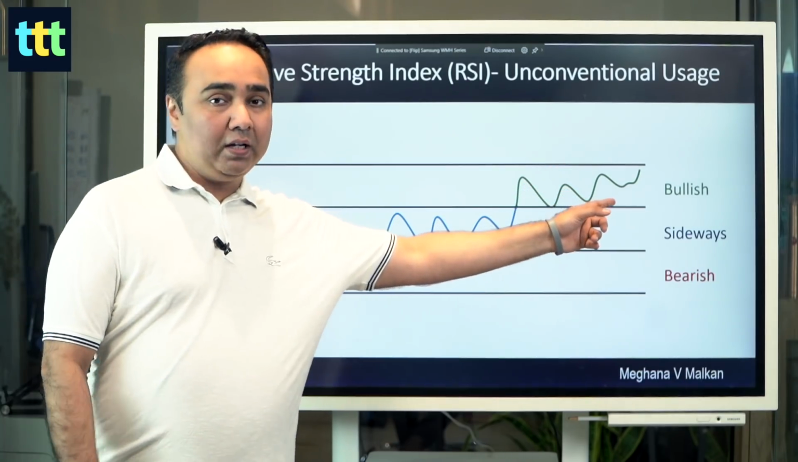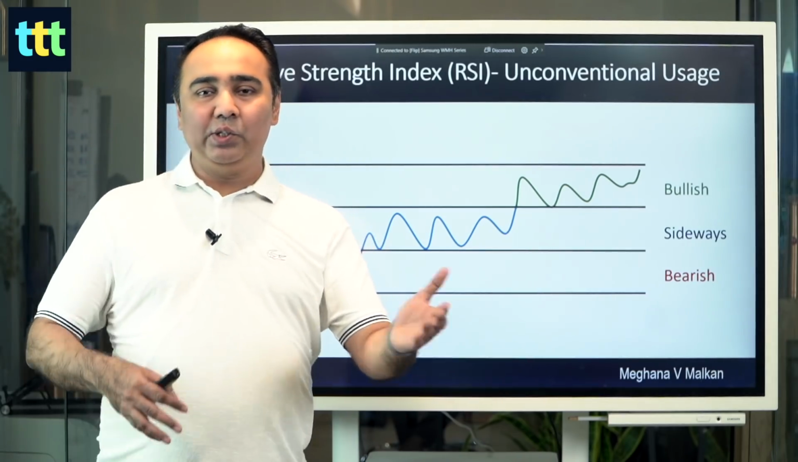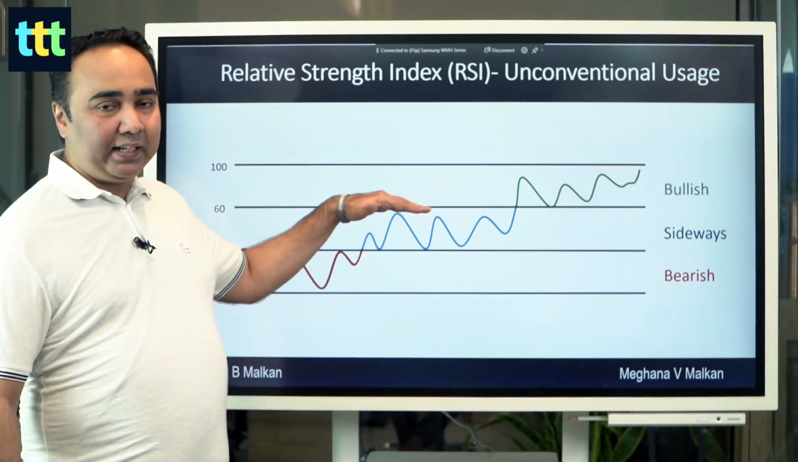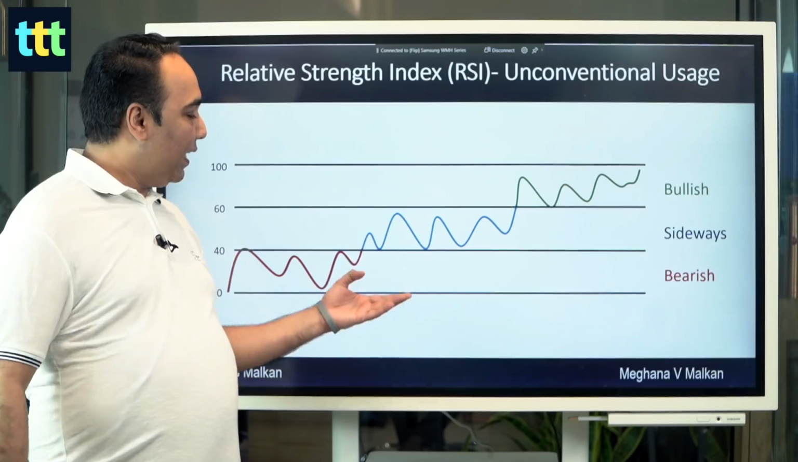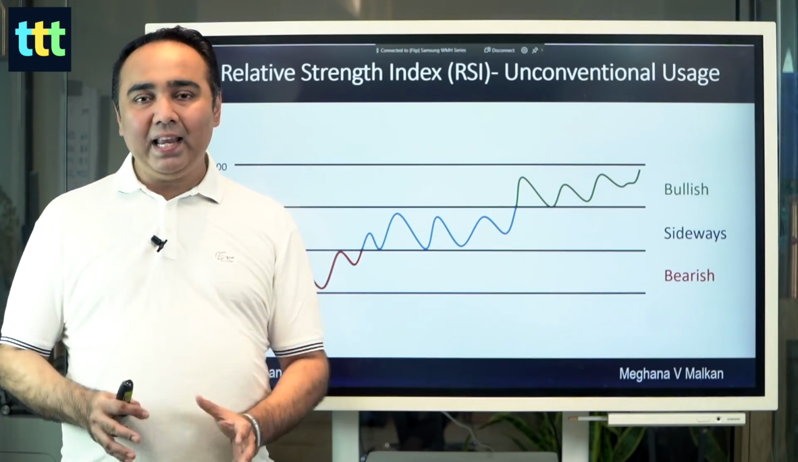Here, I'm going to buy a call. Here, I'm going to buy a put. Here, in between, it's not bullish, not bearish. So when it is near 60, I'm going to sell a call. When it is near 40, I'm going to sell a put, right? So this is very, very simple.